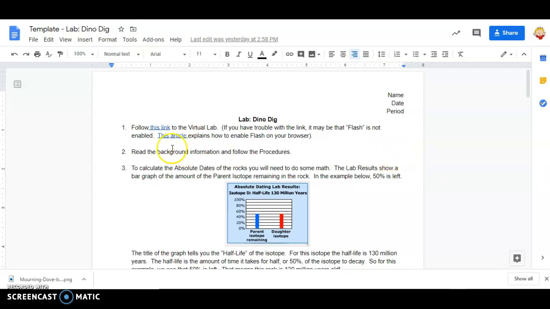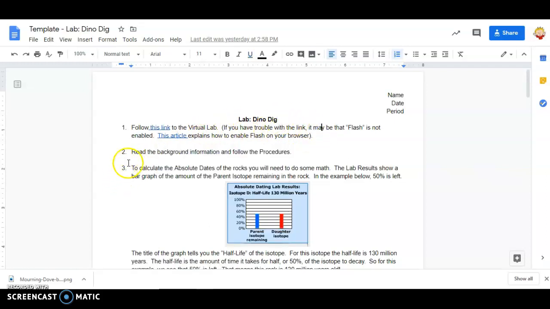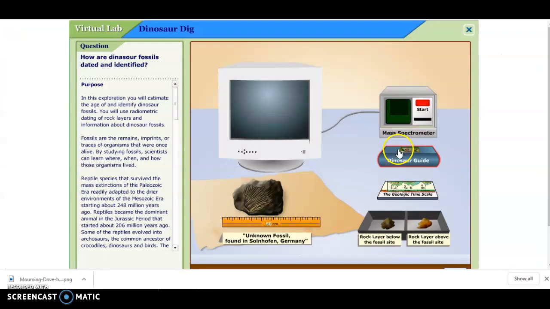So when you open the template, you'll see there's a link to the virtual lab. You have to have Flash enabled in your browser. And so if you open it up and it says Flash is not enabled, then you have to click on it, and it should enable it right there. And if it doesn't, you can follow the link to this article that explains how to enable Flash on your browser. It's pretty simple.